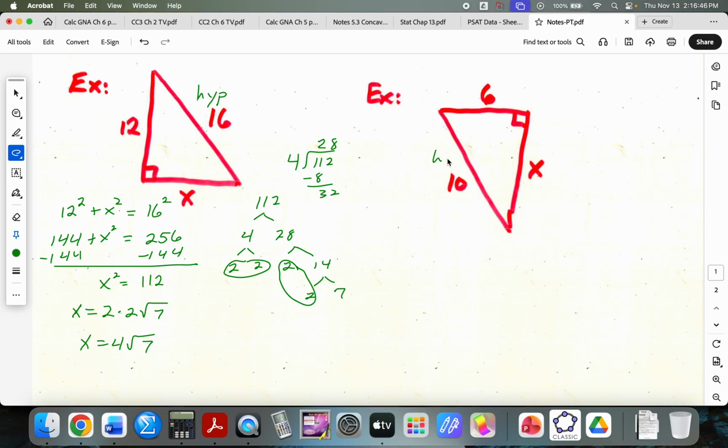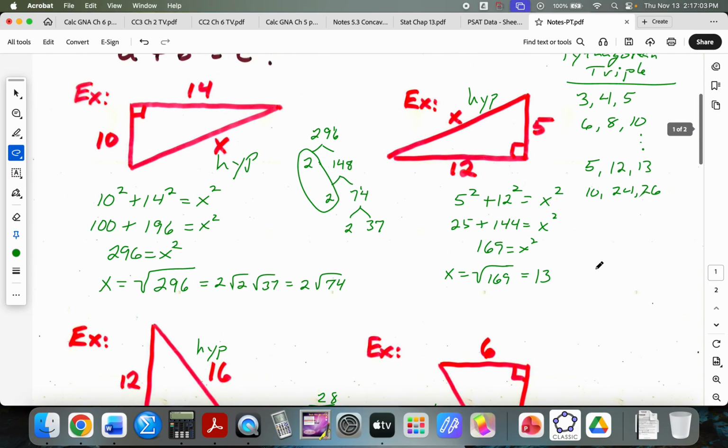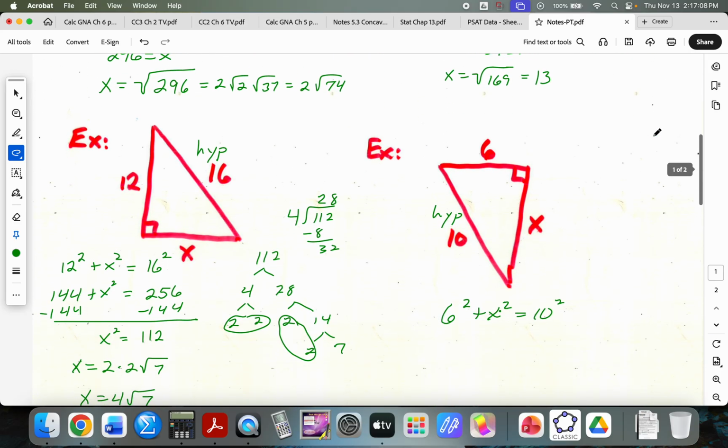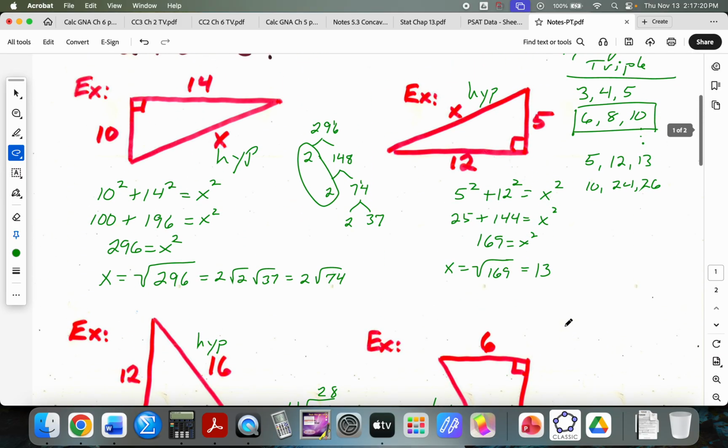For this one, the 10 is the hypotenuse. If we set this up, we'll have 6 squared plus x squared is equal to 10 squared. And if you remember it, you can go, oh, hey, that's a 6, 8, 10 triangle. I don't have to do all the work. I can just skip straight to the answer: x is 8. It's one of our Pythagorean triples. If the hypotenuse is 10 and one of the legs is 6, the other leg is 8.